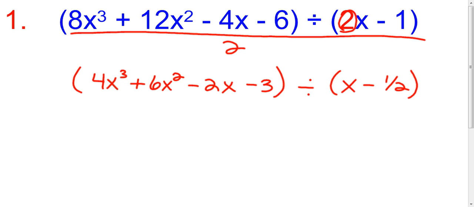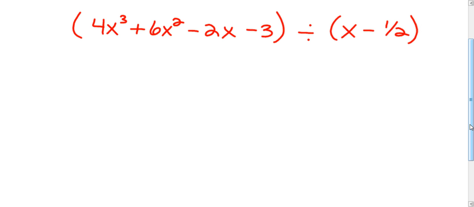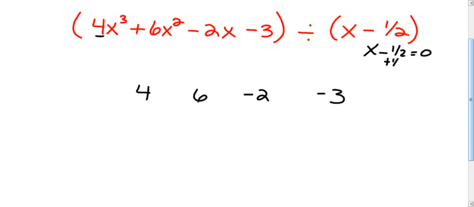Then you're going to do just synthetic division, just how we did it the other day. You'll look at the coefficients and put the coefficients in a row here, so 4, 6, -2, and -3. Notice I did go from x cubed to x squared to x to a constant, so I don't need to fill in with any zeros. And then if I solve this x minus 1/2 for 0 by adding 1/2, you will see that 1/2 is what is going to go in the box over here.